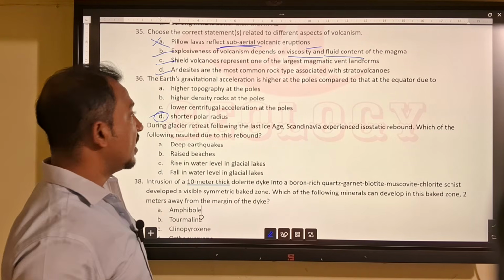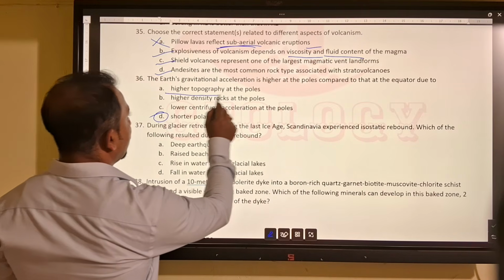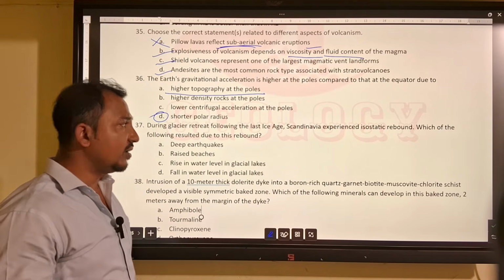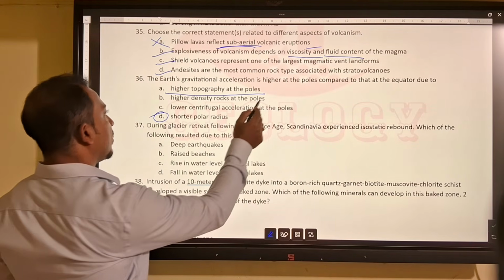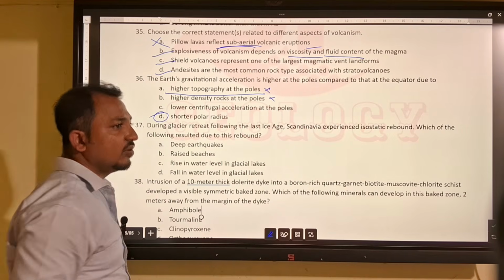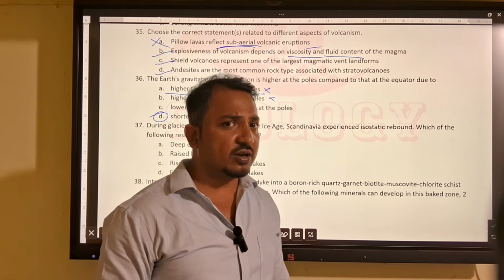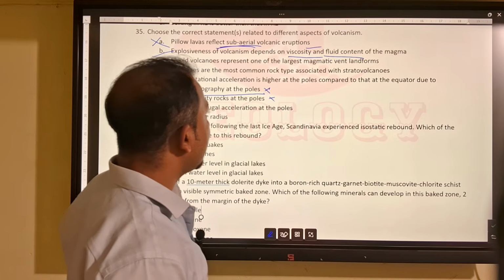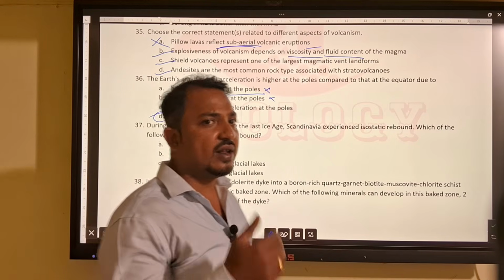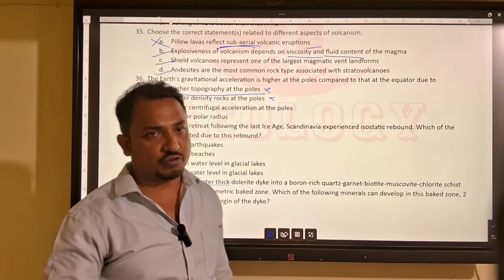Then we'll examine the other options. Higher topography at the poles: topography is a very local thing. Higher density of the rock is also a local thing that doesn't affect the whole. So that's why these cannot be considered variations of the gravitational field along the latitude.